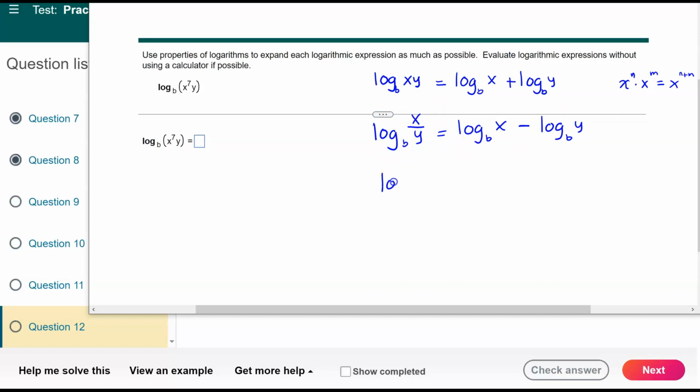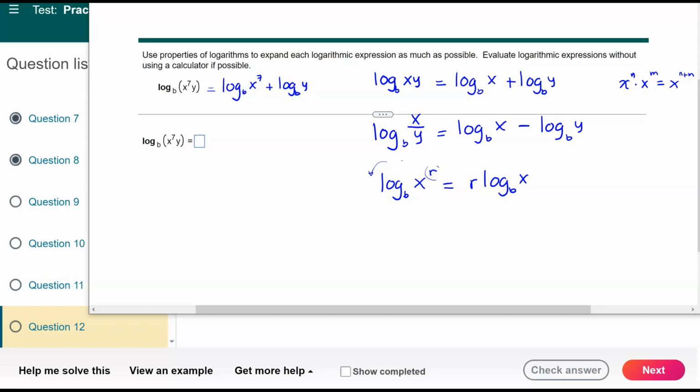And then the last one is the power rule. So if you have x to the r base b, this is equal to r log of x base b. So you can bring down the power here. So to expand this, we would first apply the product rule. So that would be log of x to the 7 base b plus log of y base b.